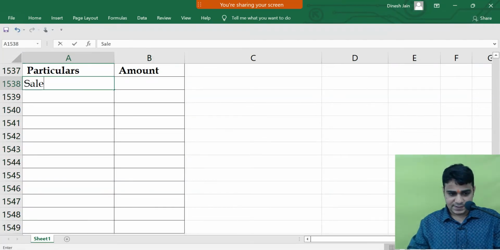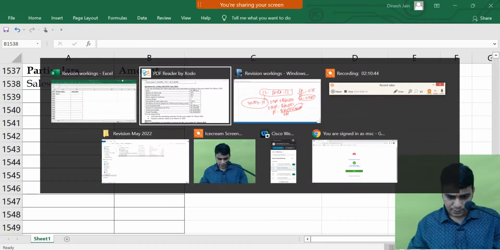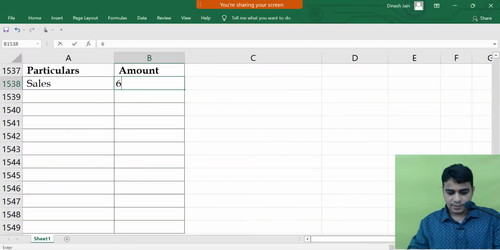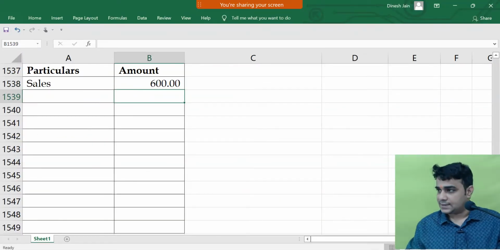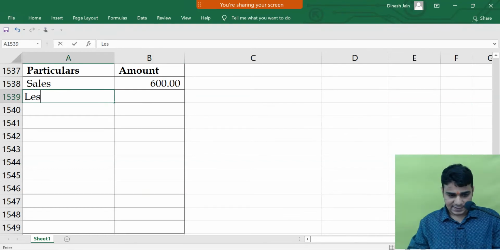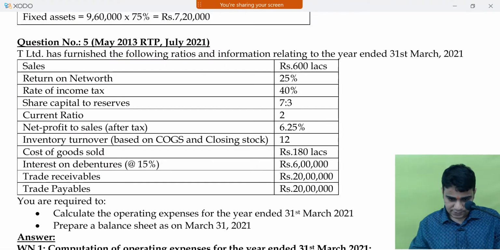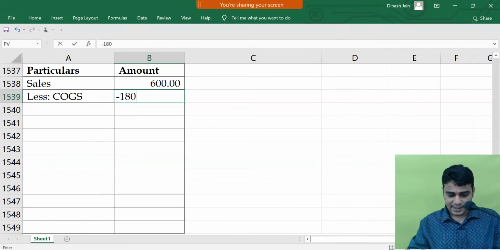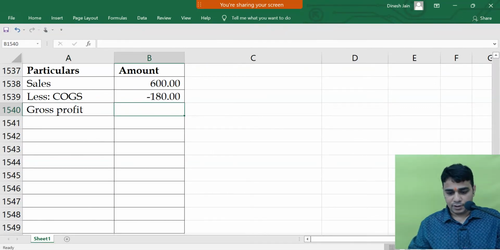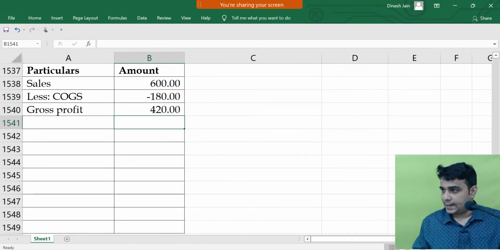So we start with sales, which is 600 lakhs. Sales less COGS. COGS is also given in the question, which is 180 lakhs. I get gross profit. Gross profit is 420 lakhs.